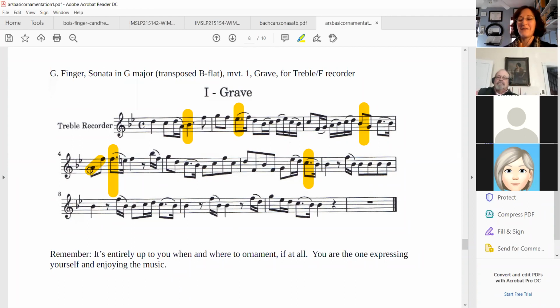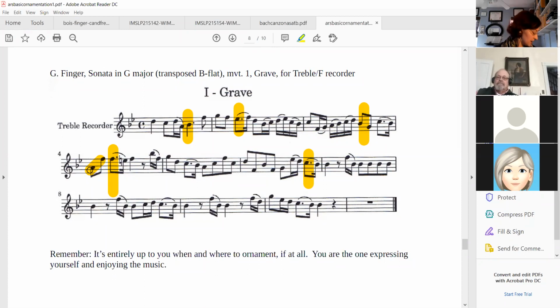And you could do as many of those accents as you want. That's the quick little flick up and back down. You could even do a turn in there. You could stick a couple things in there. Anybody else? All right. Remember, it's entirely up to you when and where to ornament, if at all.